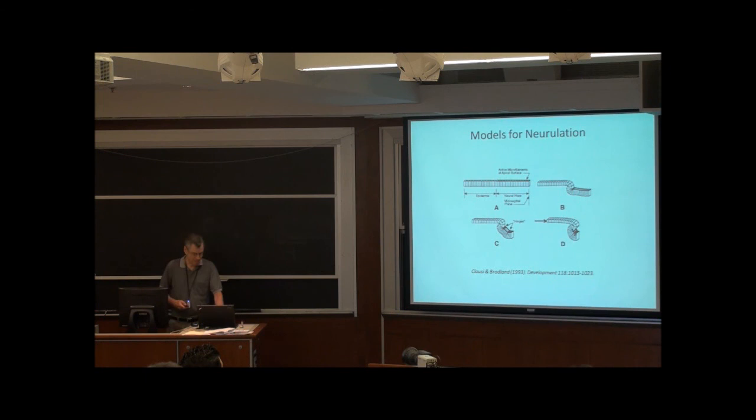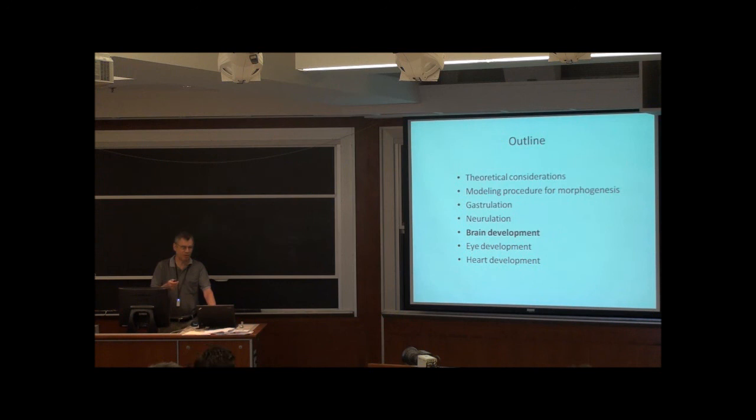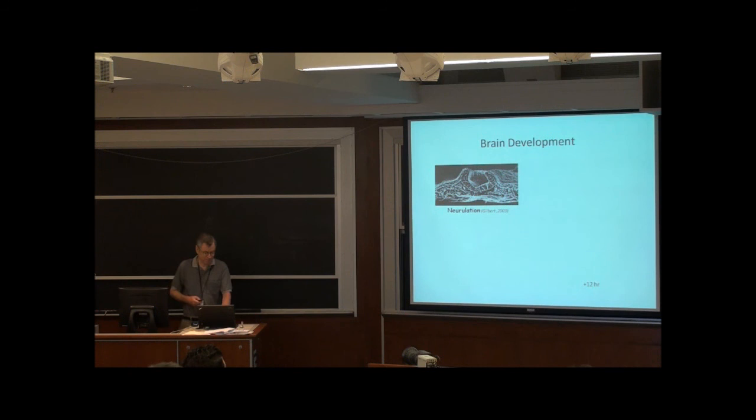Okay, next problem. Neurulation starts development of the neural system, now the brain. So here's neurulation, the problem we just talked about. That creates a neural tube that extends the length of the embryo. And what happens next is that the anterior part of this tube expands to create the primitive brain, and the rest of it will become the spinal cord.